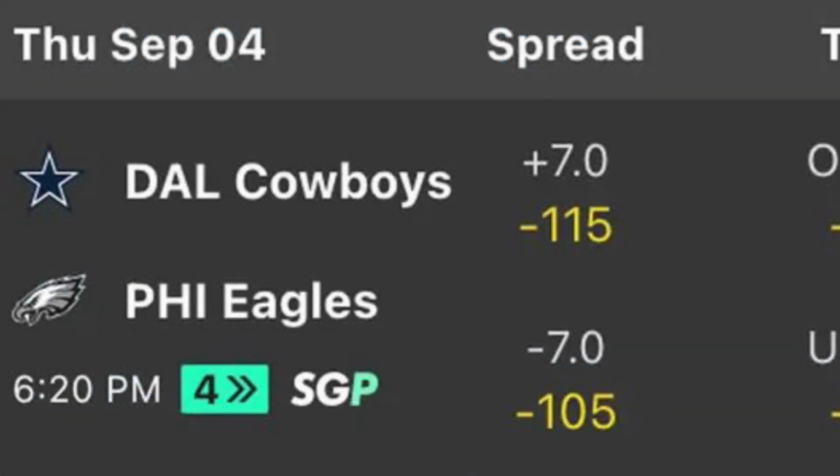For example, let's say the Eagles and the Cowboys are playing, and the sportsbook has set the odds as Eagles minus 6.5. Therefore, the Cowboys are plus 6.5. If the bettor places a $100 bet on the Eagles to cover, the Eagles would need to win by 7 points or more. On the other hand, a $100 bet on the Cowboys would win if the Cowboys either win the game outright or lose by 6 points or less.